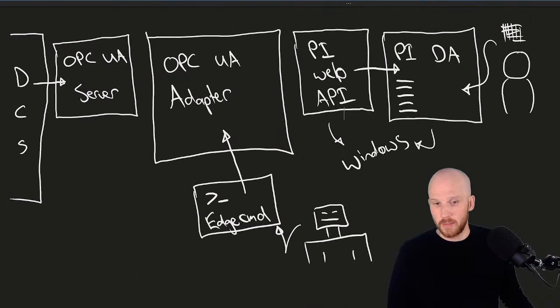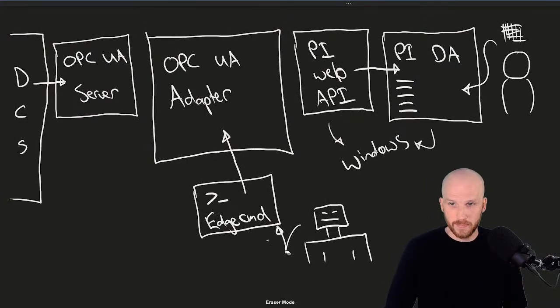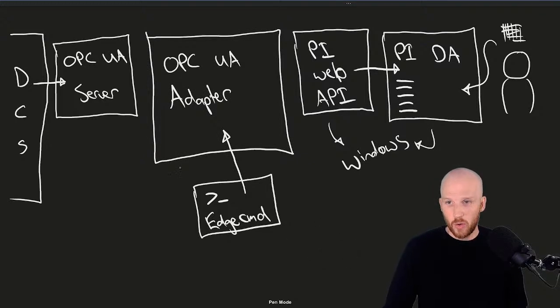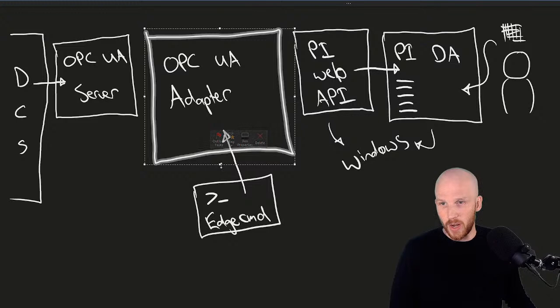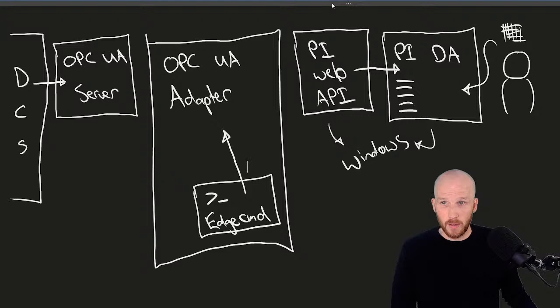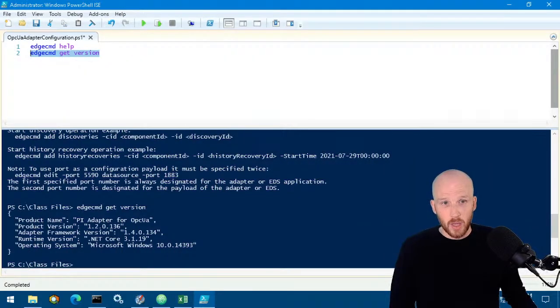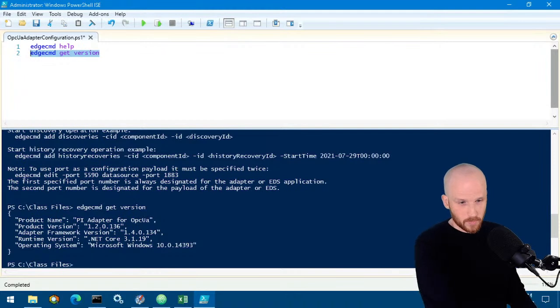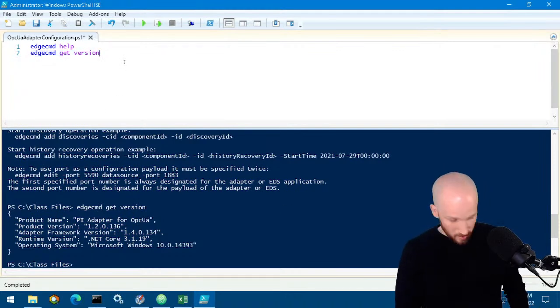So essentially what we just did, we ran Edgecmd on the machine, connected to the adapter, and asked the adapter what its version was. And we got the output. And this is really what we're going to do for most of the rest of the session. Let's get some more interesting details about the adapter's configuration.